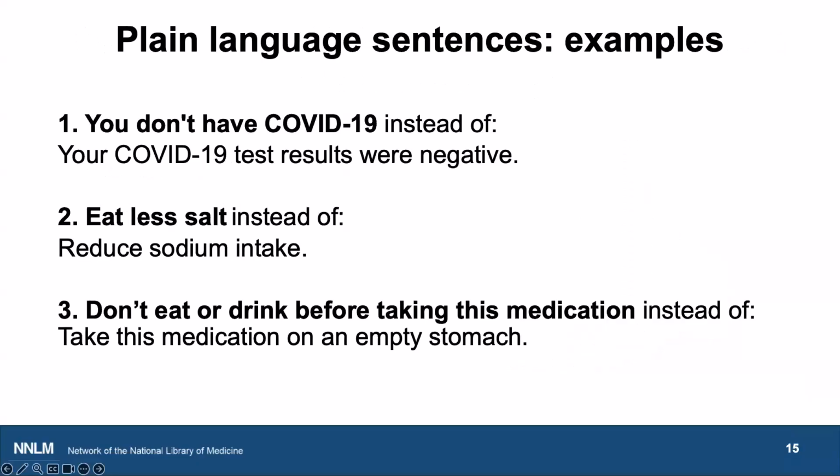Sentences written in plain language are easy to understand. Here are some examples of sentences revised for plain language. "Your COVID-19 test results were negative" could cause some confusion because isn't negative bad? The plain language version of this sentence is "You don't have COVID-19," which is amazing, right? But it can be really hard to understand in the moment. But it's much more straightforward and easier to understand than saying negative.